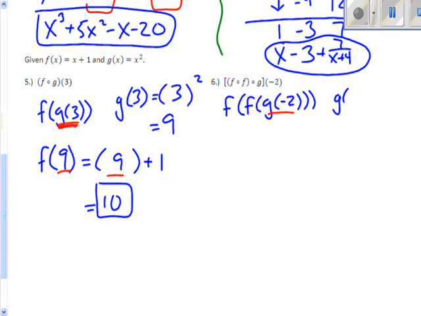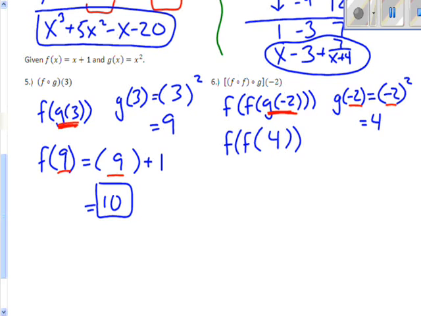So g of negative 2, well, g of x was x squared, but instead of x right here, I'm going to plug in the negative 2. So I plug in the negative 2, so I find out that g of negative 2 equals a positive 4. So now back over here, I'm going to substitute in. This is equal to positive 4, so now I have f of, well, g of negative 2 is a 4, so I plug a 4 in for it.